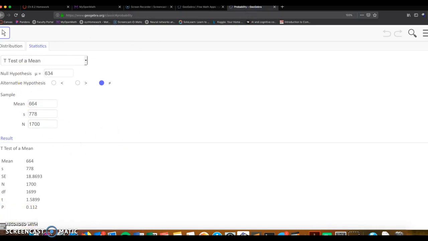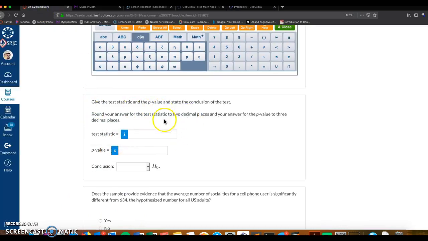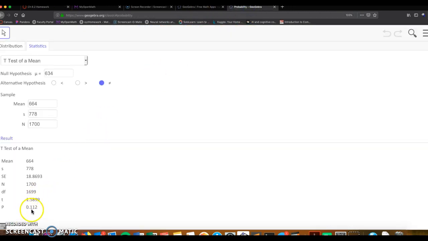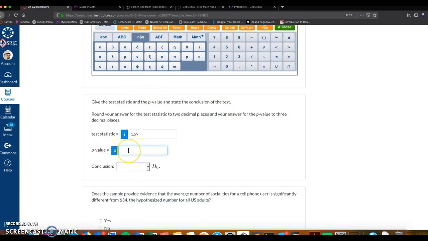All right, so test statistic, p-value, and conclusion. My test statistic is t or z. In this case, we're using the t-test, so it's 1.5899. Excuse me, we want to go to 2 decimals, so 1.59, test statistic. I have problems with my keyboard. And the p-value is given to be 0.112, rounded to 3 decimals.